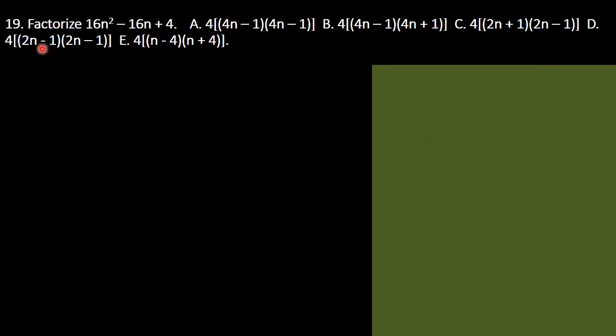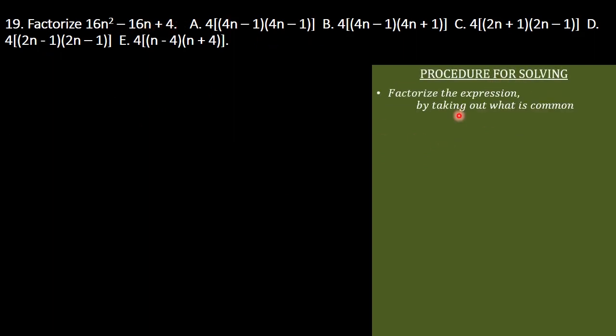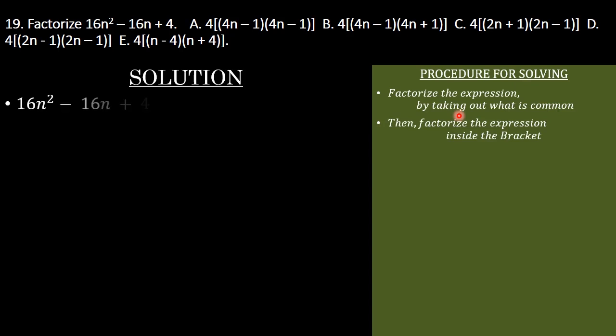Question 19. Factorize 16n squared minus 16n plus 4. Here is the procedure for solving this. Factorize the expression by taking out what is common. Then factorize the expression inside the bracket. Let's check the solution. Here is our question.